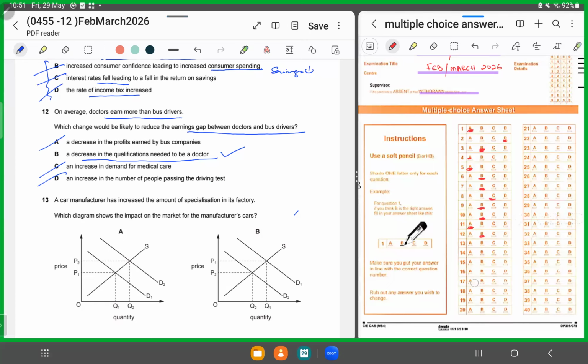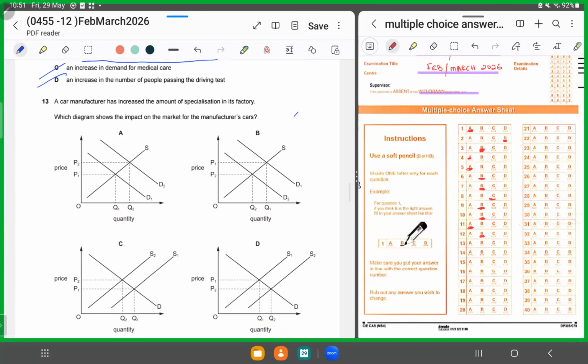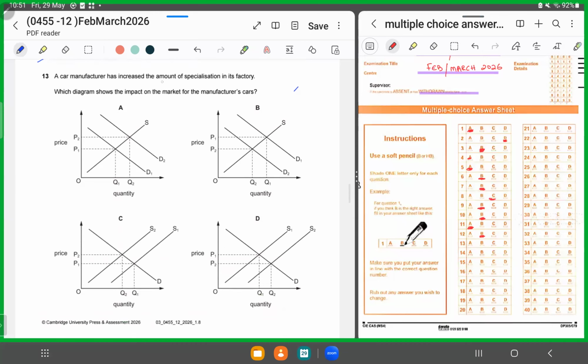All right, moving forward, MCQ number 13. A car manufacturer has increased the amount of specialization. So this means specialization is increased. Which diagram would display the impact on the market for the manufacturer's car? The specialization will cause the output to increase, the supply to increase.